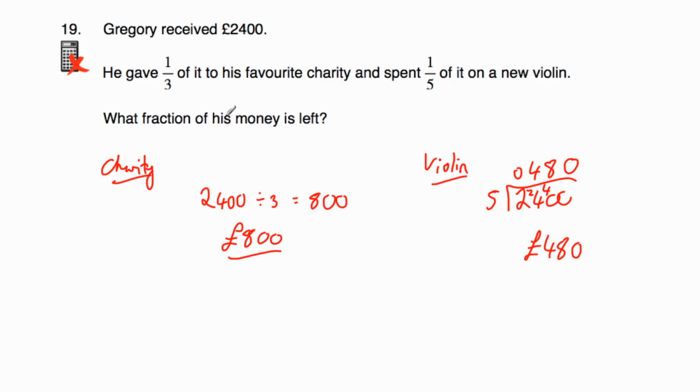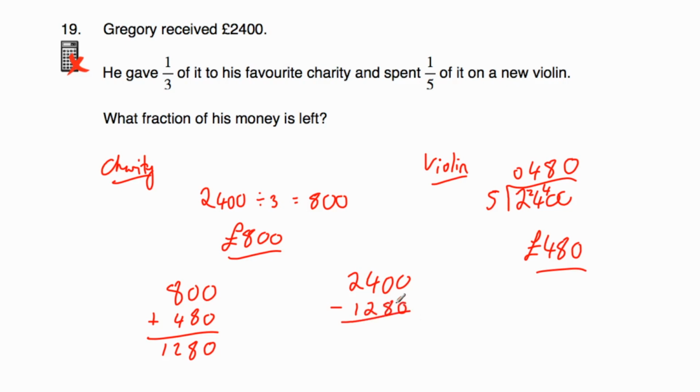So Gregory gave £800 to charity and he spent £480 on a new violin. And the question said, what fraction of his money is left? So let's find out how much money he's got left. So let's add together the 800 and 480. That'll tell us how much money he's spent in total. So 800 plus 480. 0 plus 0 is 0, 0 plus 8 is 8, and 8 plus 4 is 12. So he spent £1,280, and if we take that away from the £2,400 that he had, that'll tell us how much money he's got left, and then we can work out what fraction he had left.